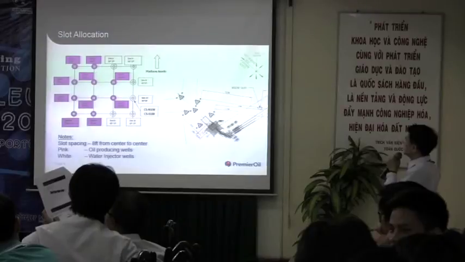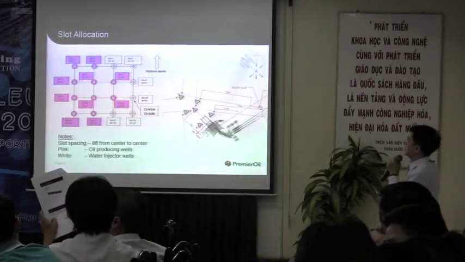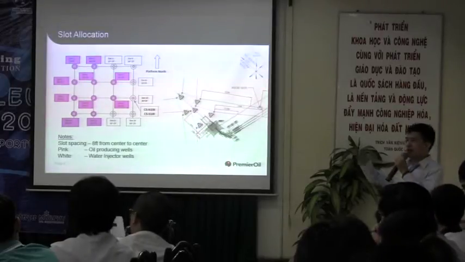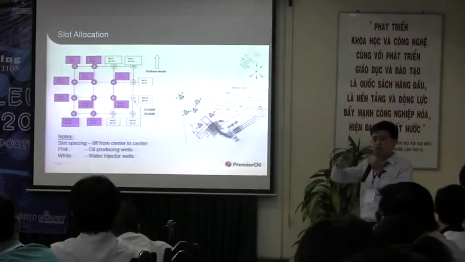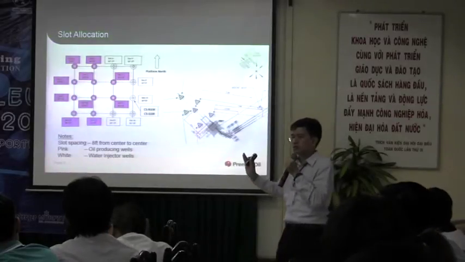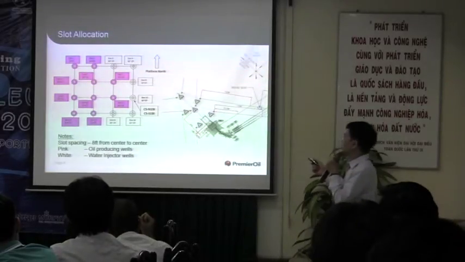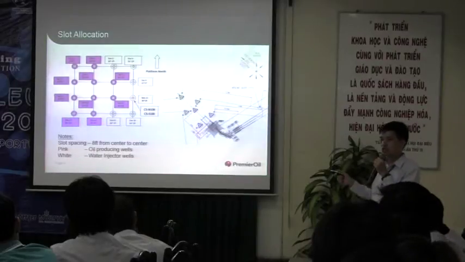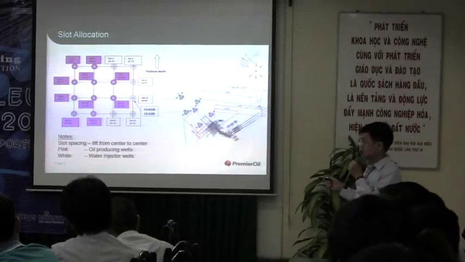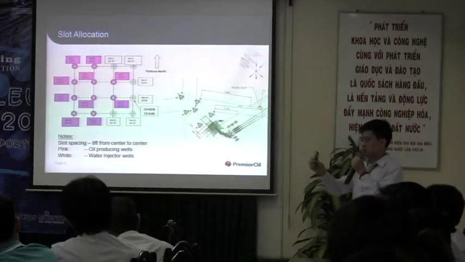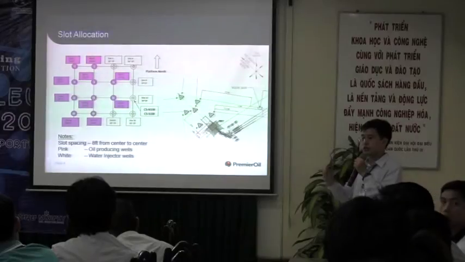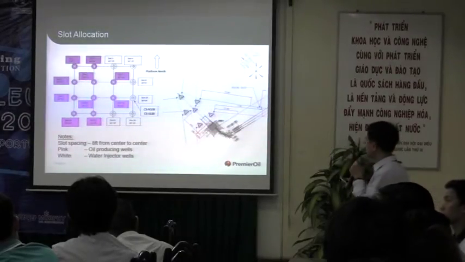Okay, here's the slot allocation of our Team South wellhead platform. You can imagine the wellhead platform looks very fancy, but actually it accommodates some slots. Here we have 16 slots. We can accommodate up to 20 wells. This is inclusive of some slots that can accommodate 2 wells in the same slot.